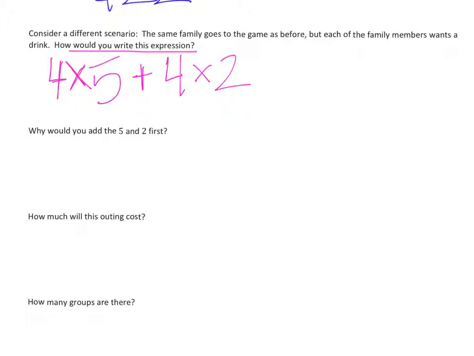Or if we wanted to make it even shorter, we know that each family member is in both. They're each spending $5 and they're each spending $2. So why don't we just say 4 times 7, add the 5 and the 2. So why would we add it first? Because we know each family member, each person, is spending $7.